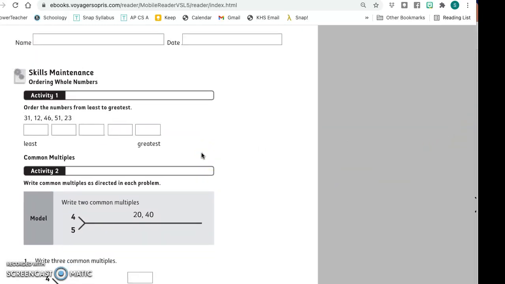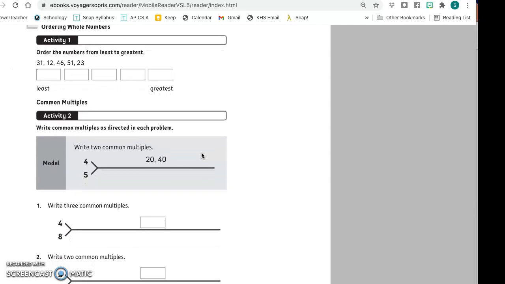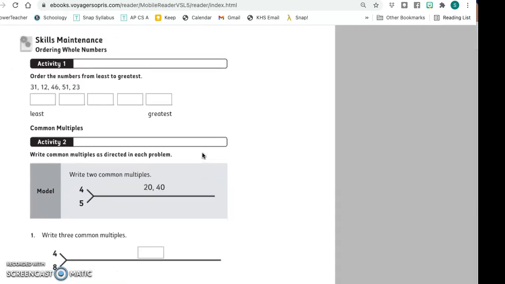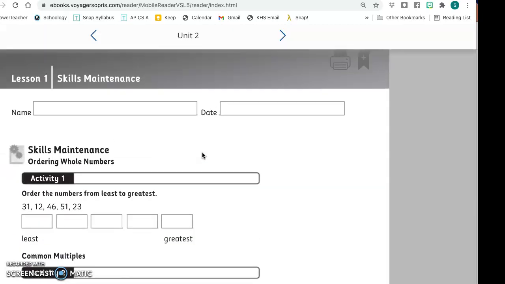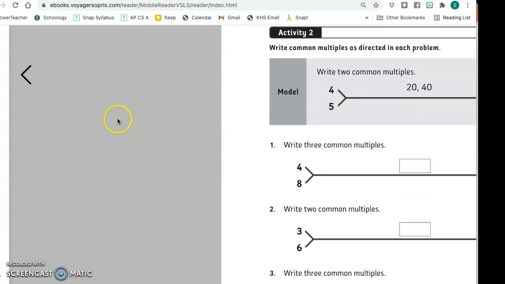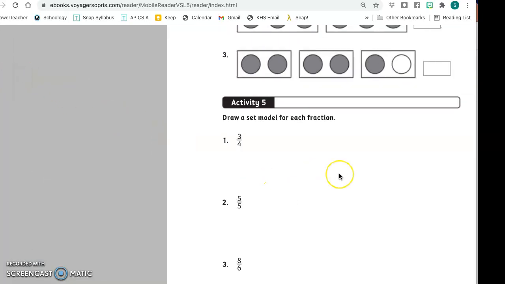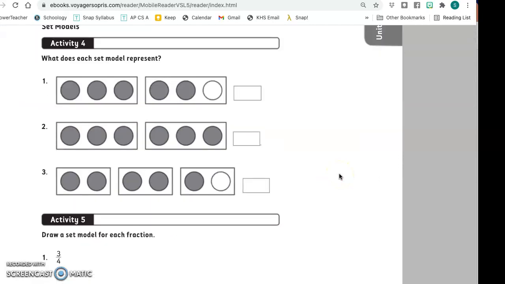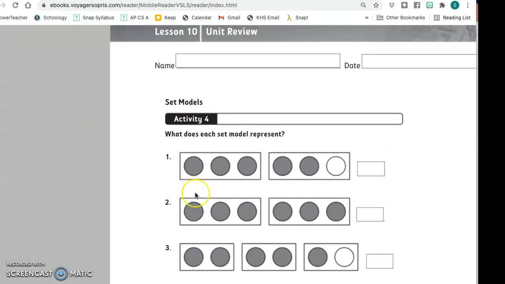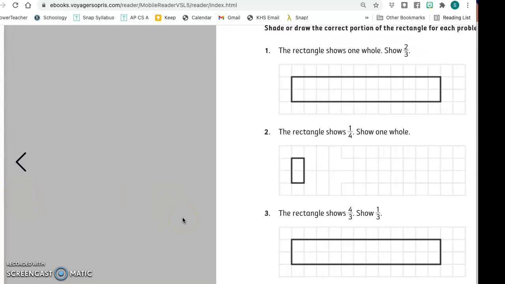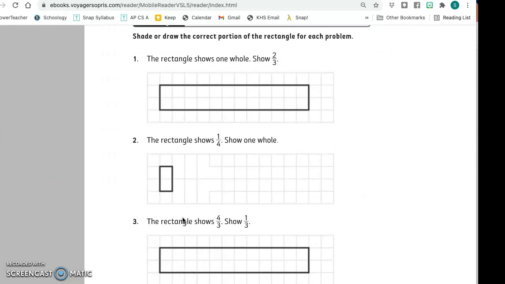Moving on to the next page. Activity 1, ordering whole numbers. Oh, that's lesson 1. Are we done with our review? Oh, that must have been it. So that was Unit 10 review. That was the last section. Let me just make sure that we hit all of the sections. Looks like we did here.